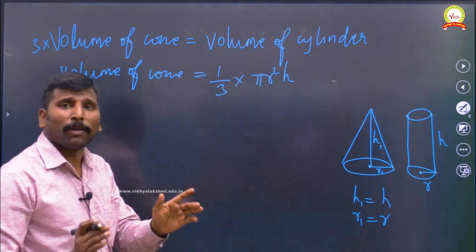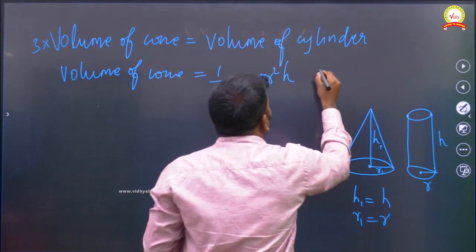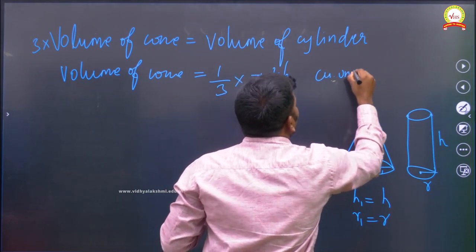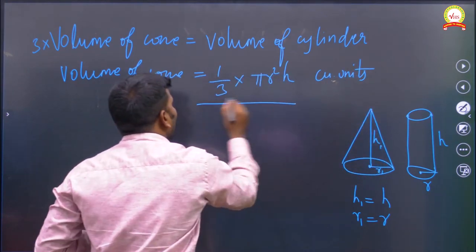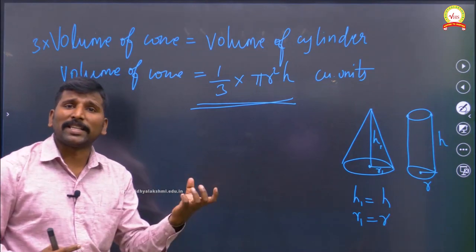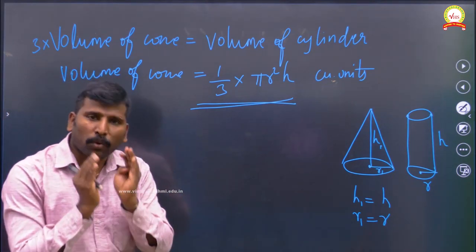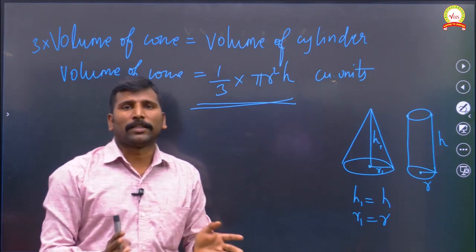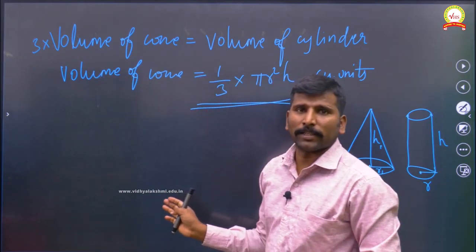This is the required formula for volume of cone. This will be cubic units. So generally volume is in cubic units. Either CSA or total surface area, that is square units. Do you understand, children? I hope you people understand this.